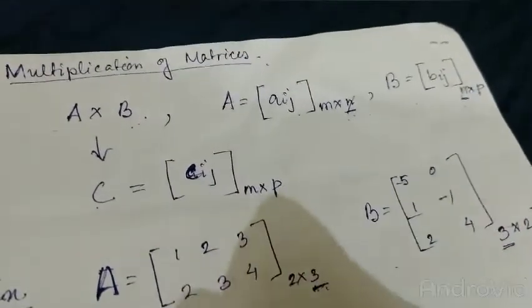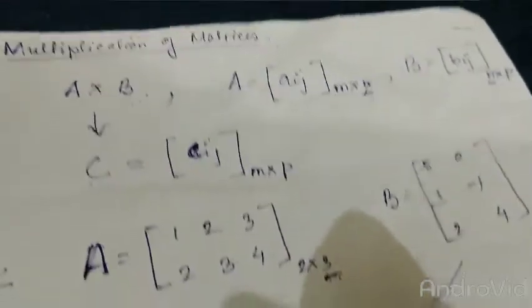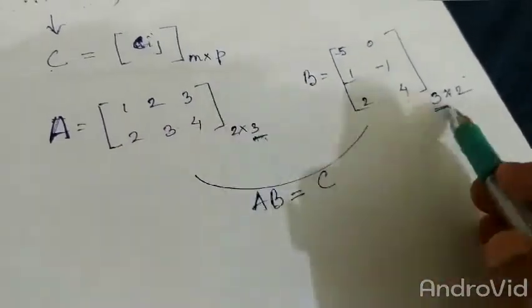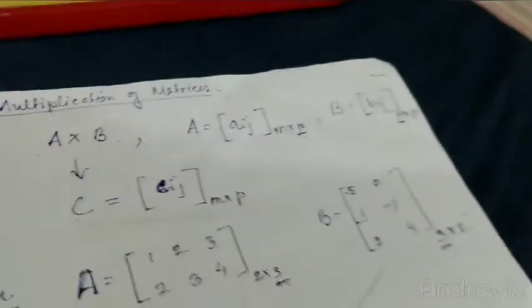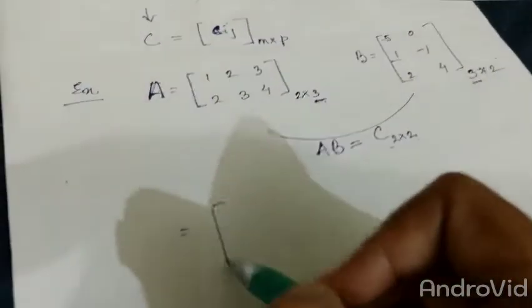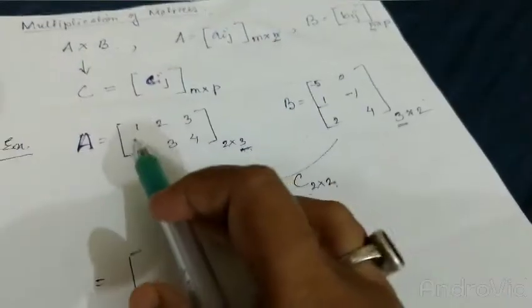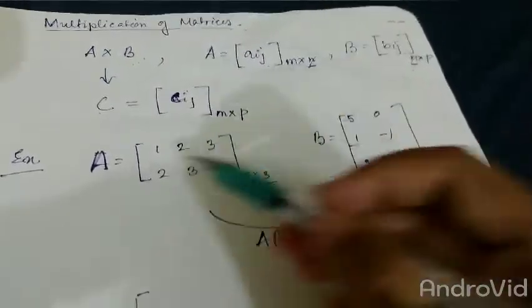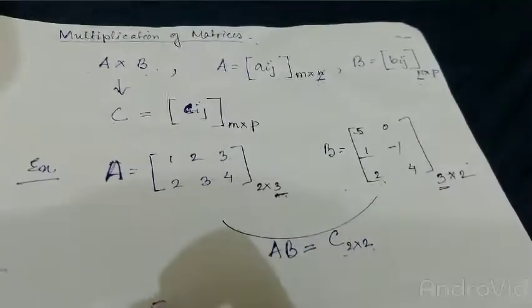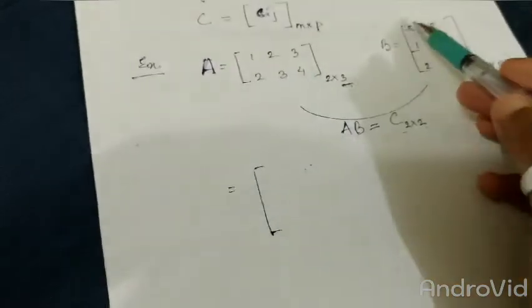Now when you multiply these two matrices A and B, what will be the resultant matrix C? The order will be, you leave out the middle 3, this is m, that is p. So the order will be 2 by 2, m by p. So let us multiply. See the procedure of multiplication, how we multiply. We multiply the first row of A with the first column of B to get the first element of the product.